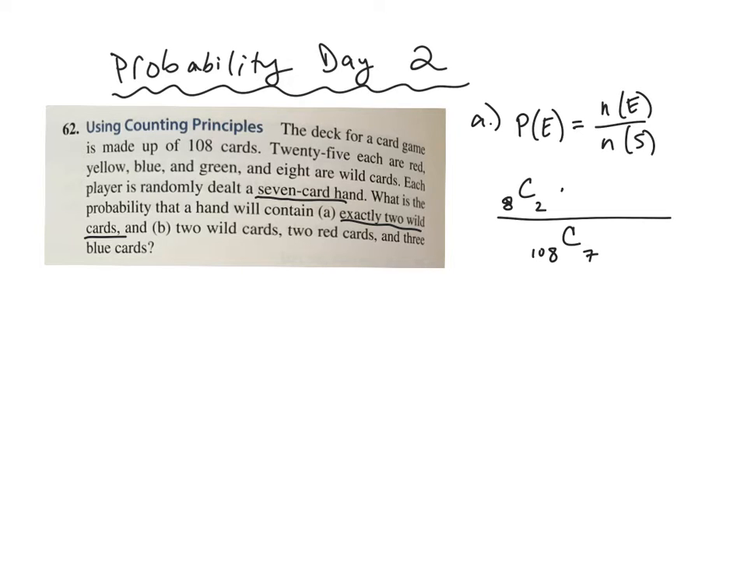So 2 of them are going to be wild cards, but we still have to pick 5 not wild cards. Well, if there were 8 wild cards to choose from, there are 100 not wild cards to fill up the other 5 spots in our hand. So the probability of this event happening is the number of ways that we can get exactly 2 wild cards and 5 not wild cards out of the total number of ways to deal 7 cards with this type of deck. So this is the setup. Please use your calculators to compute, and the answer is 0.0756.